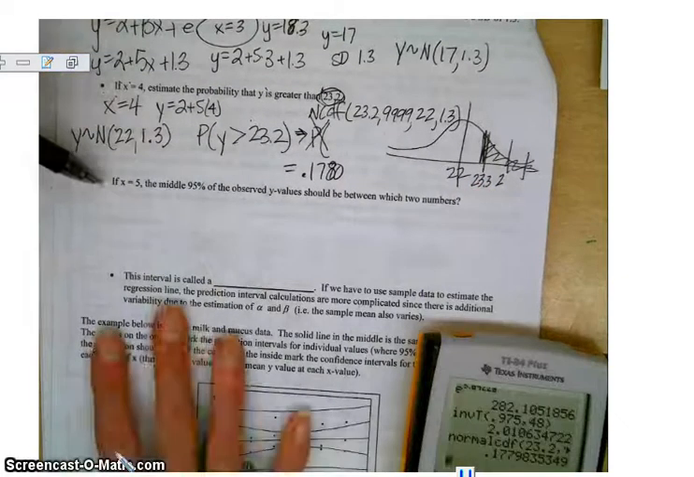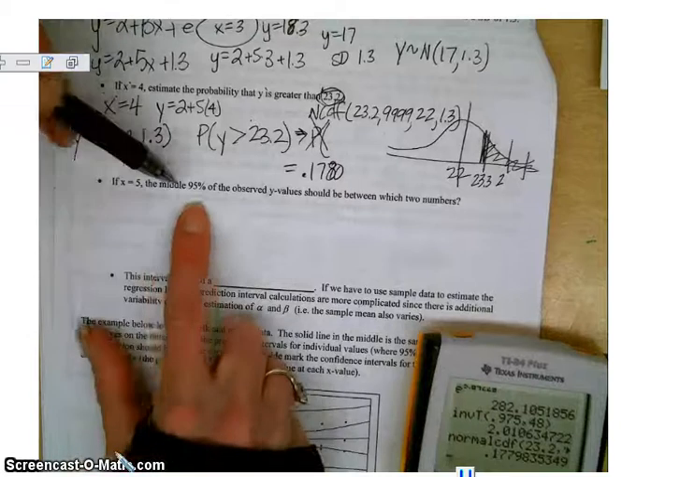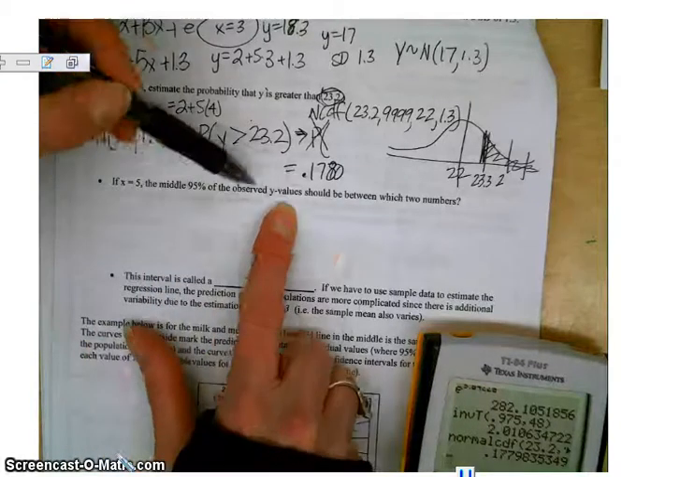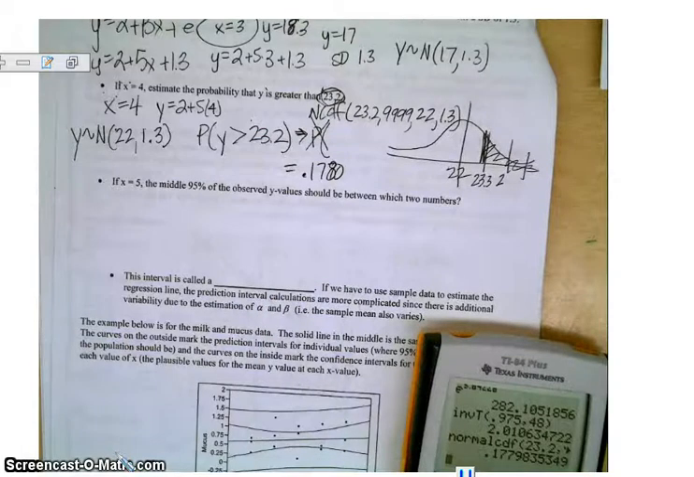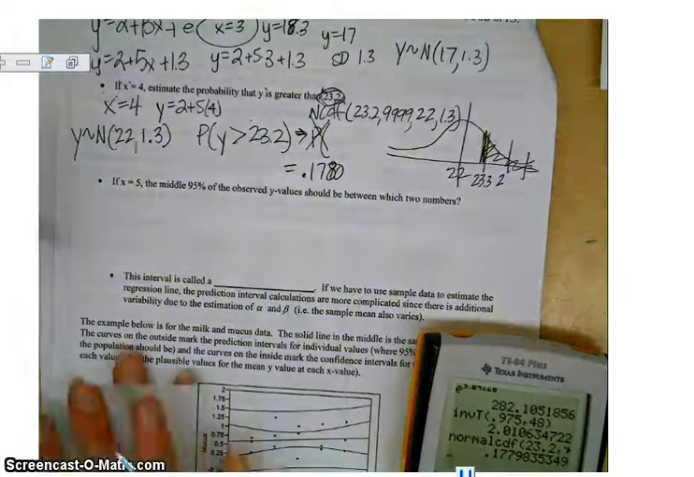So if x is 5, the middle 95% of observed y values should be between which two numbers? So this is a little bit different.